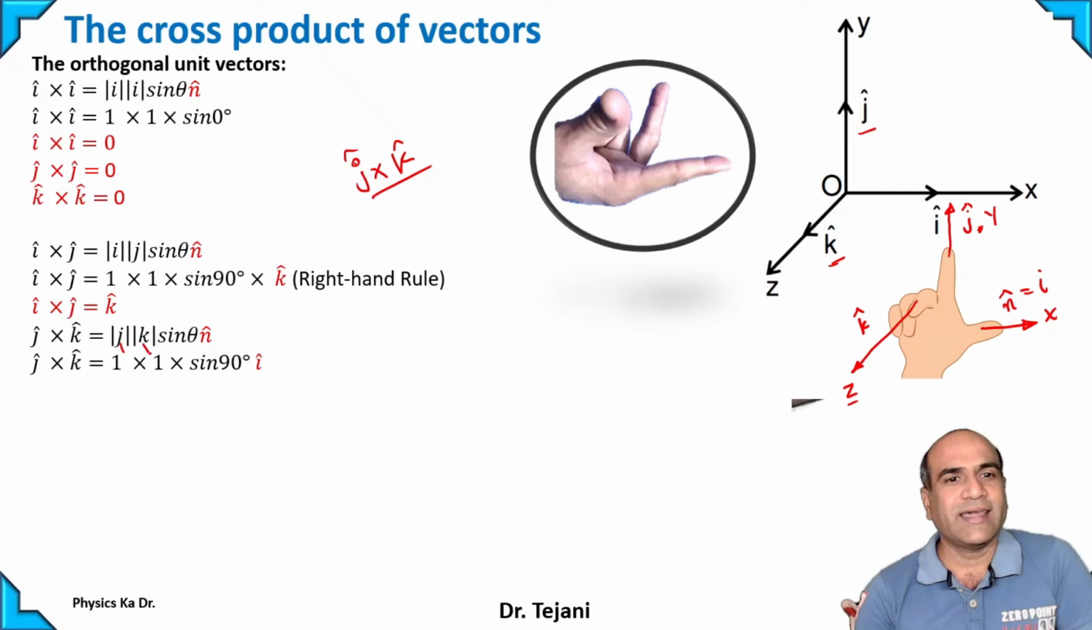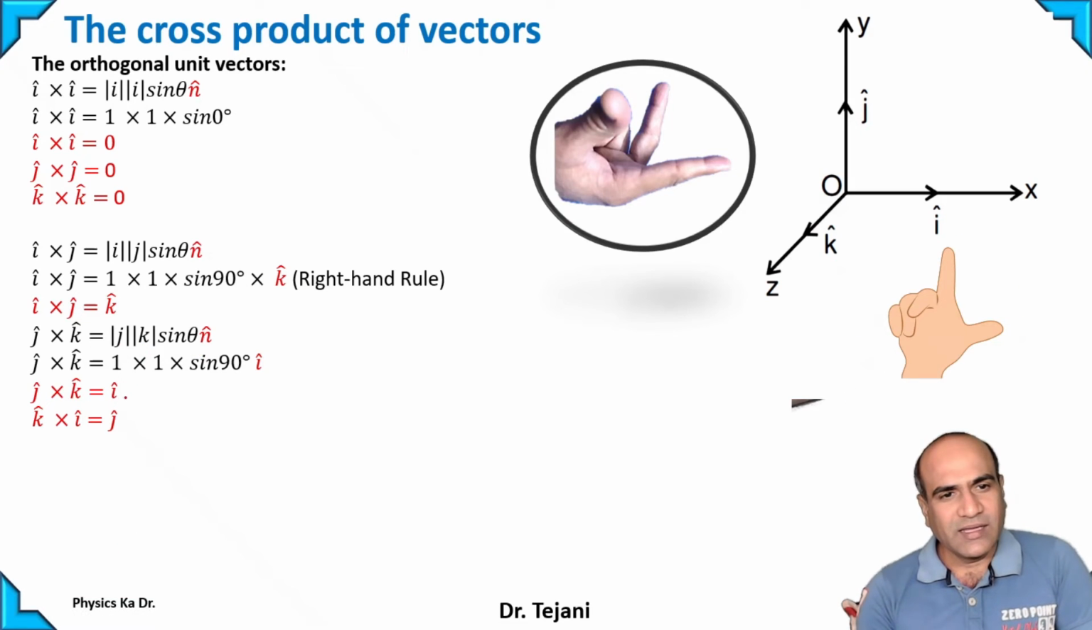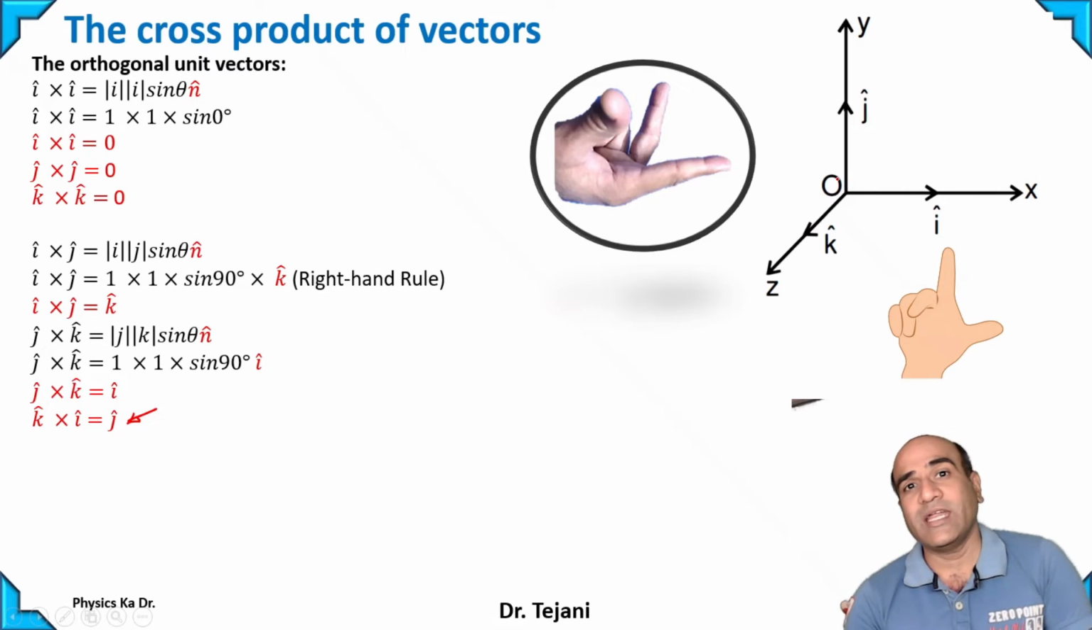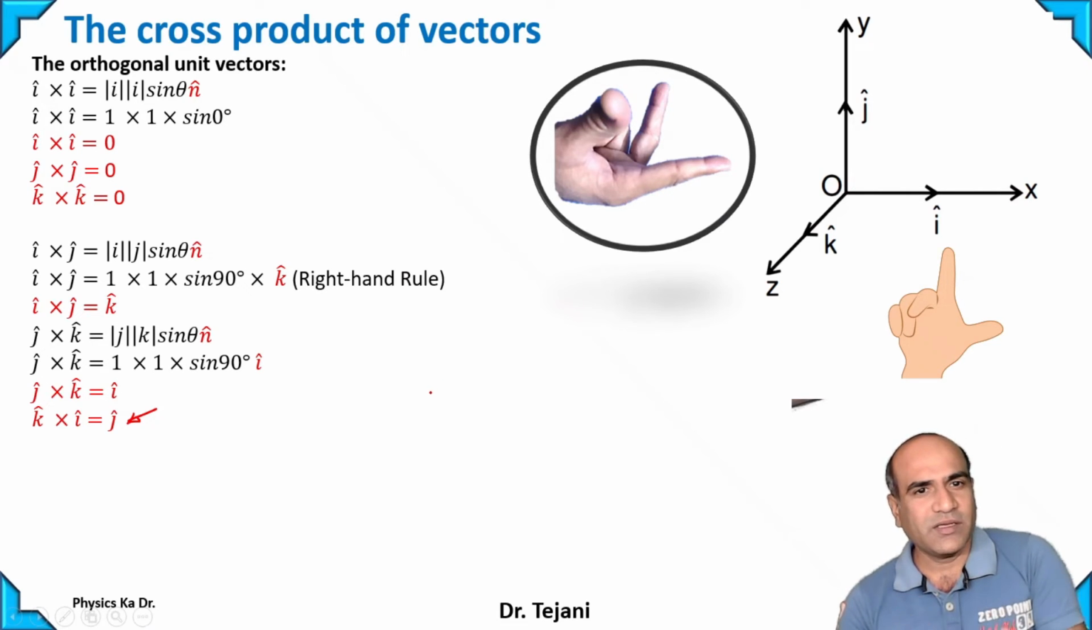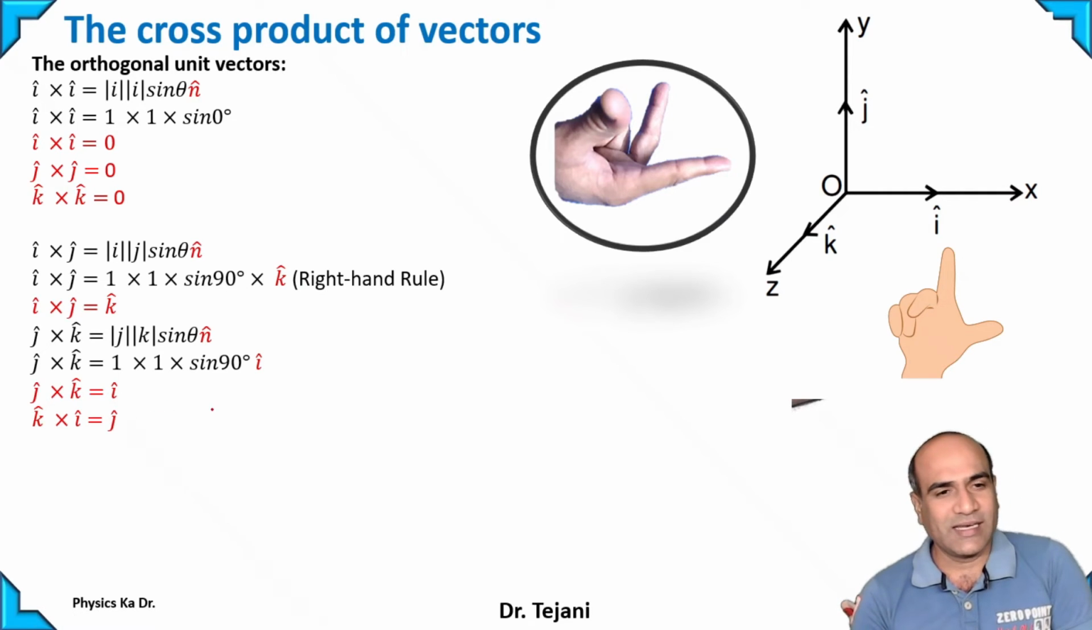j is 1, k is 1, sine 90 is also 1. We know that the angle between j and k is 90 degrees, because x, y, z are all mutually perpendicular to each other, and therefore j cross k becomes i. Similarly, we can derive the relation between k and i. k and i are both perpendicular to each other. You take your right hand, do it yourself, and post your video or your solution for k cross i. Are you getting a similar result or not? Let me know.